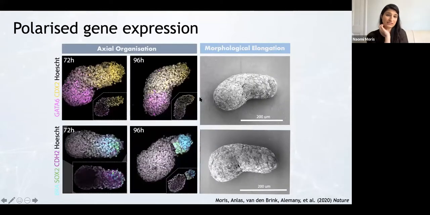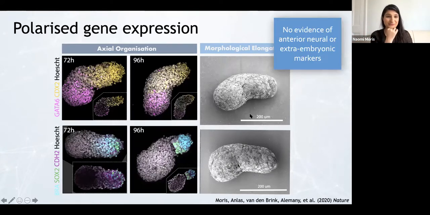We found that these structures have a really nice polarization. They have an anterior and a posterior end. They elongate really well. One of the things we were really glad about is that these human gastruloids don't have any evidence of anterior neurons, the same as in the mouse gastruloid system. And they also don't have any extra embryonic tissue. That's a really important feature of the gastruloid system, because it means that it's not a complete embryo.